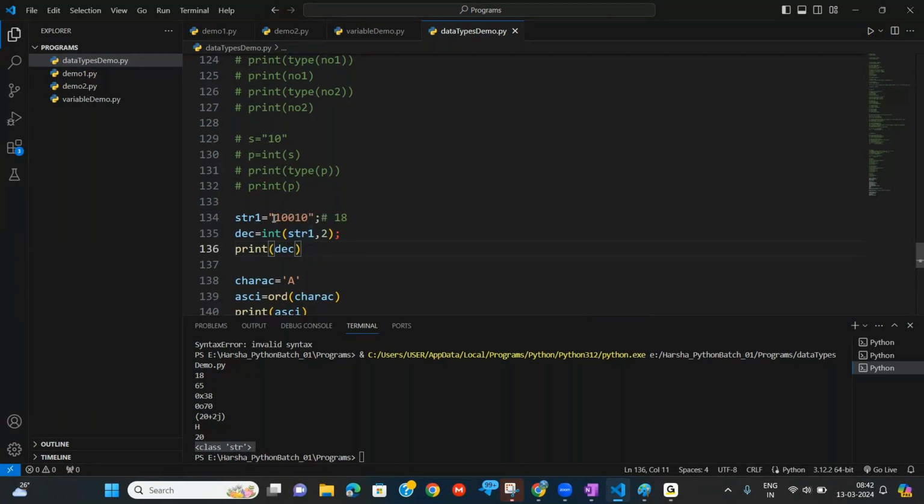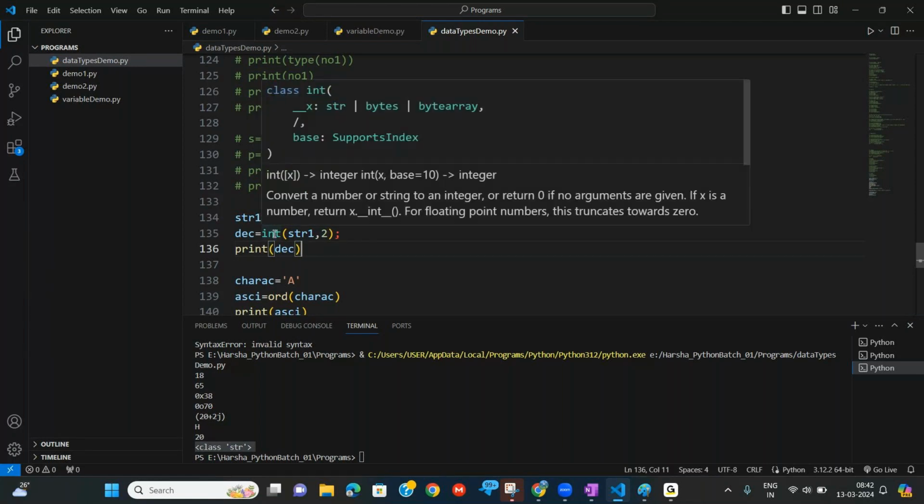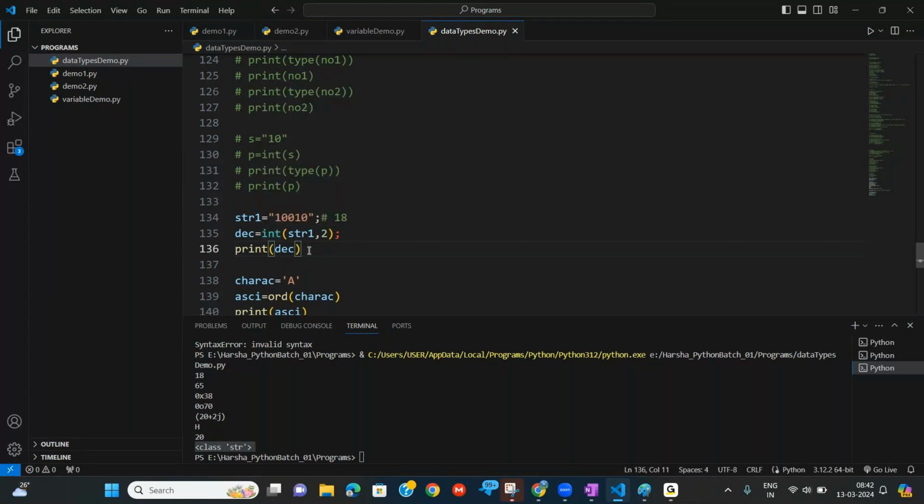So I will take another type as a string type basically. Let's say I'm taking it as a string value. Now what I need to do is convert this string to an integer, and I have to perform it based on the operations. The base operation, yes. For that I have to pass 2.